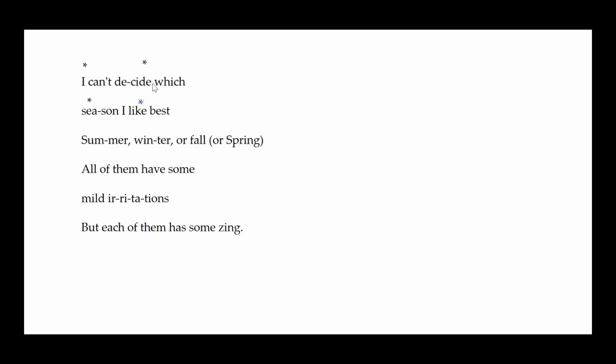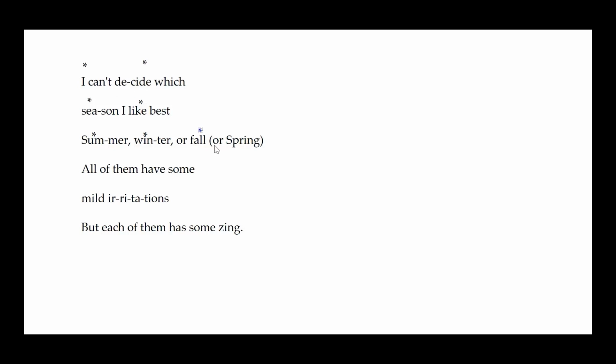And you could actually choose different ones. You could say, "I can't decide which season I like best," right? Because it's about you. Often it's really good to hit those pronouns. But I like the way that "like" almost rhymes with the side of decide. So, season I like best. Summer. So it's not sum-MER, it's SUM-mer. So I put a thing there. Summer, winter, or fall, or spring.